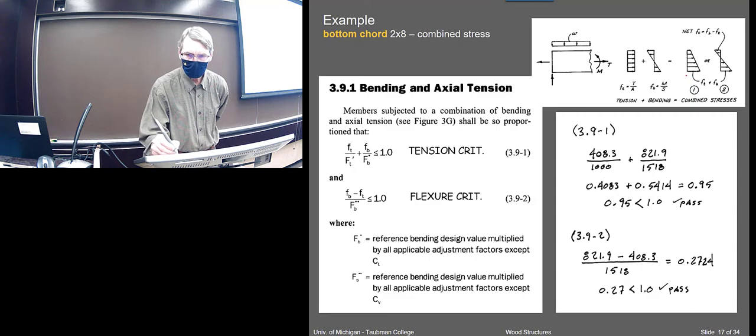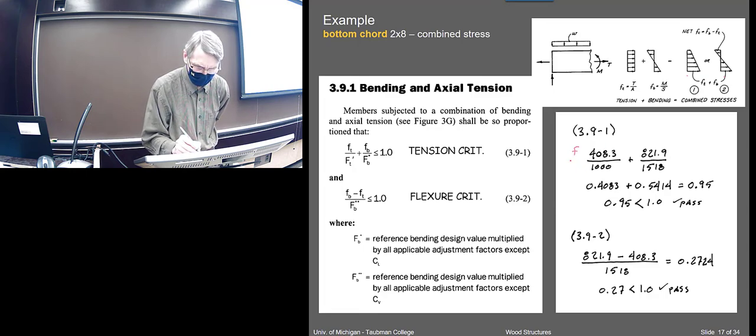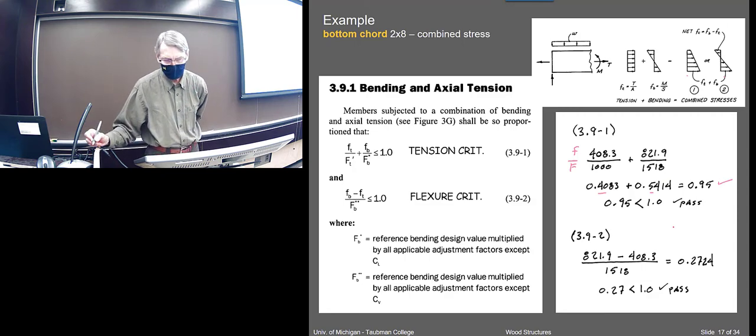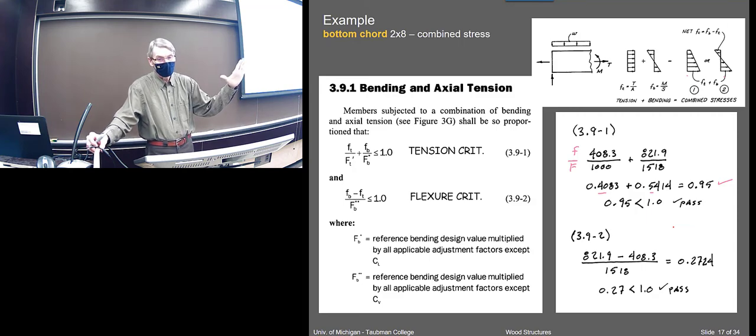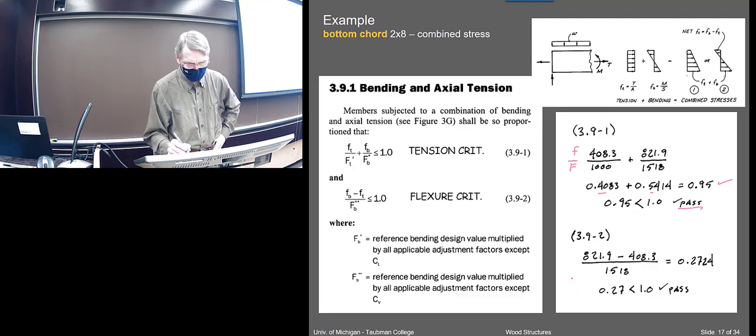Okay, combining in tension. We had these two scenarios. The first one is simply this. This is the first equation. This is the F over F, and we get these two ratios, and it comes out to be, wow, pretty close to 1. If it went over 1, it would fail, but we've got 5% leeway there, so we do pass. So that one's good. Then we can check the other one, where flexure is critical.